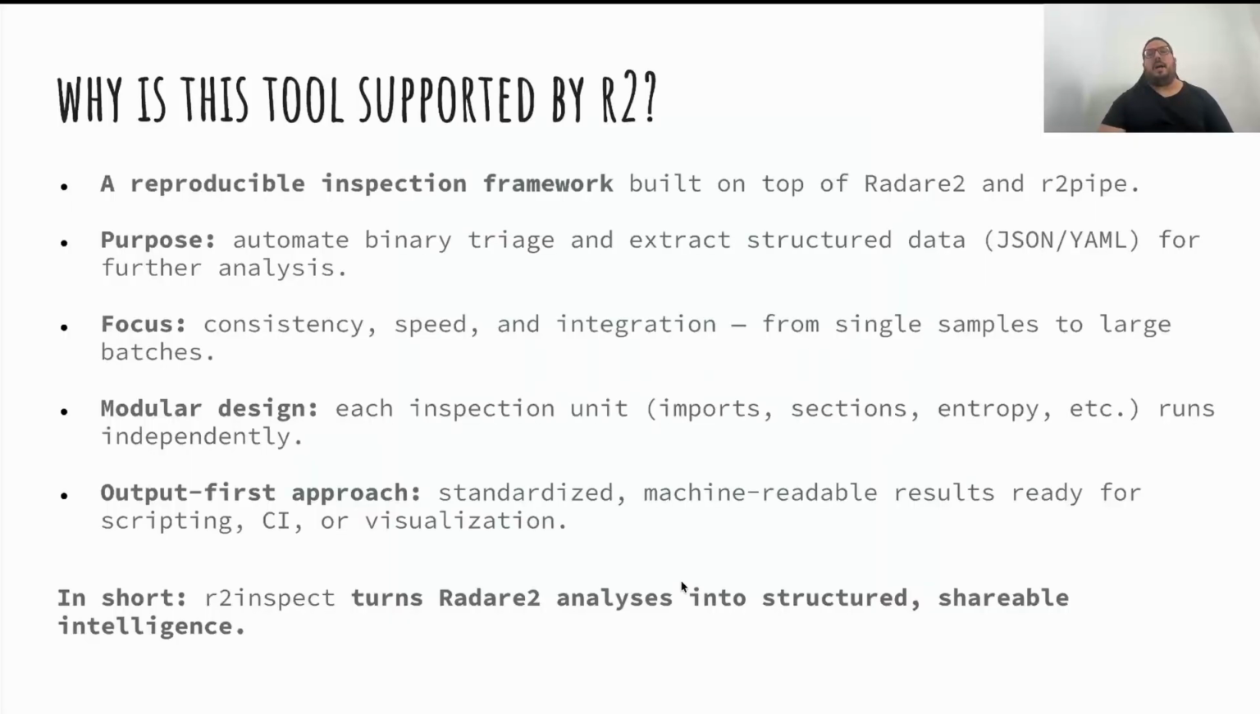So what is R2Inspect? R2Inspect is a reproducible inspection framework built on top of Radare2 and R2Pipe. The purpose is to automate binary triage and also extract the data in JSON, YAML, CSV, and JSON Lines, so it has different output formats for further analysis.